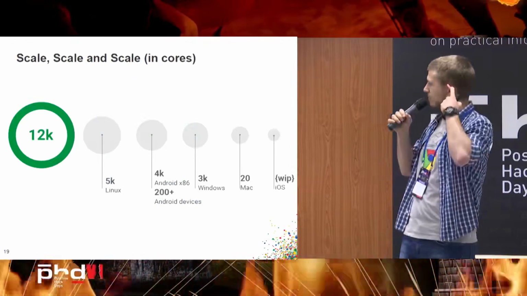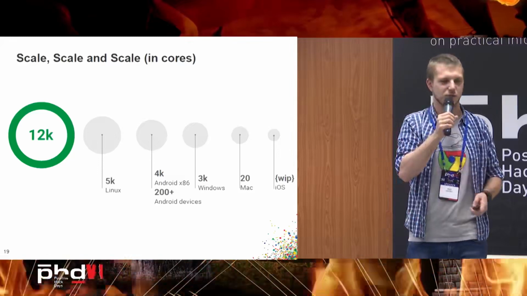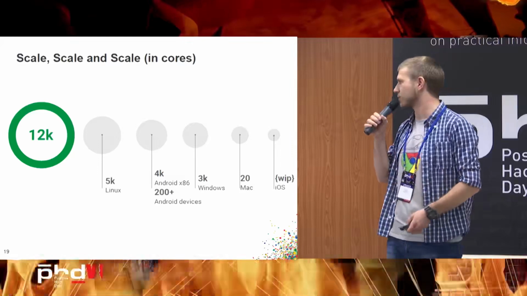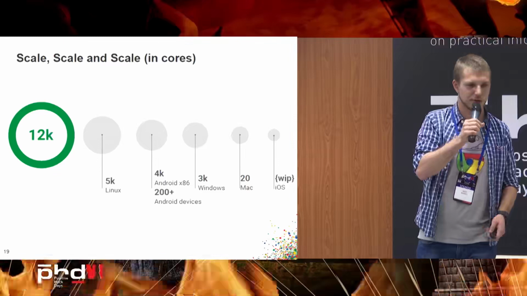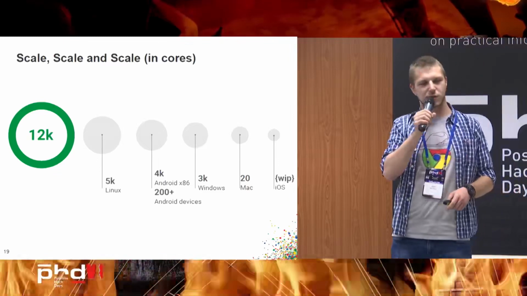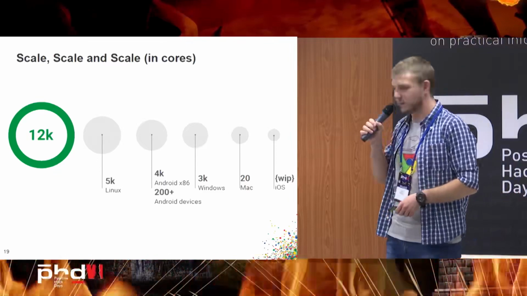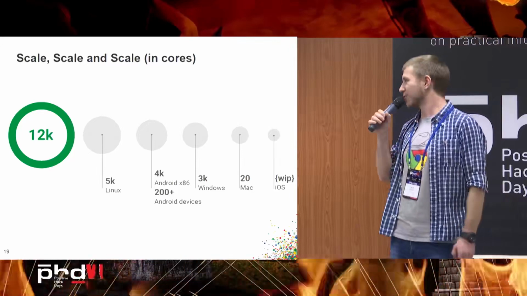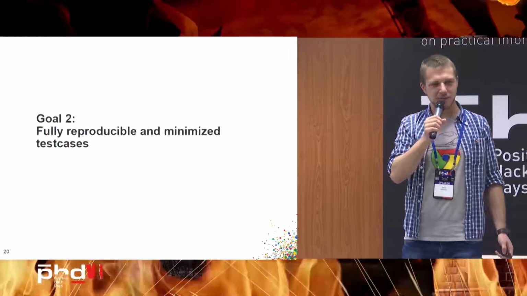I've mentioned that we're already operating 12,000 cores. About half of them are Linux, because things run so much faster and easier on Linux. Linux has always been among the leaders for tasks like this, followed by Android. We also have Windows, both virtual and physical ones, 20 Macs, and iOS is work in progress.